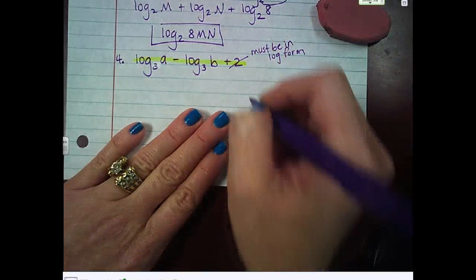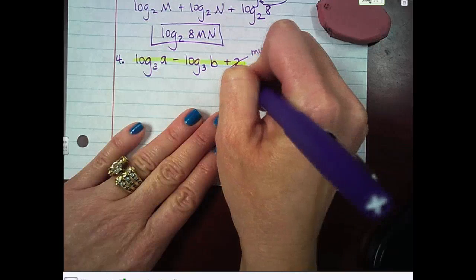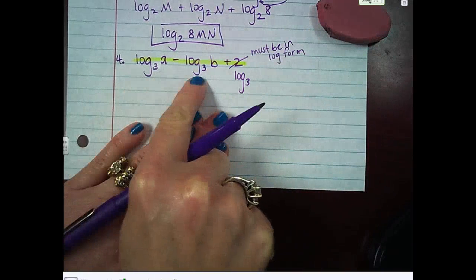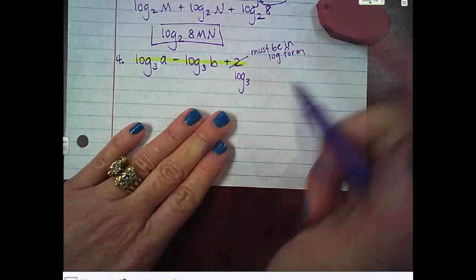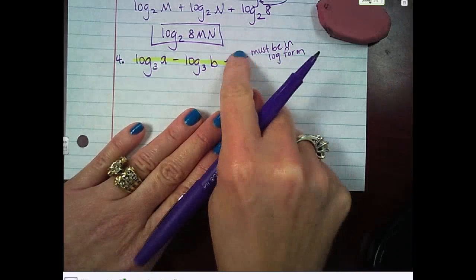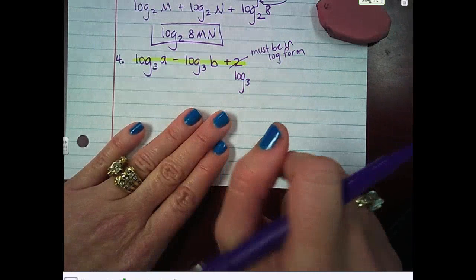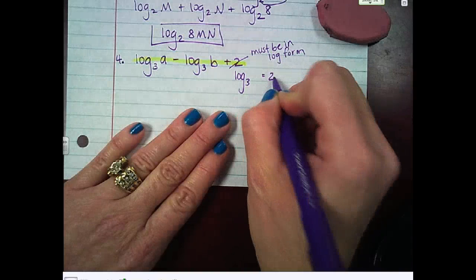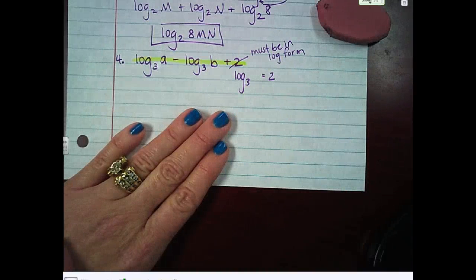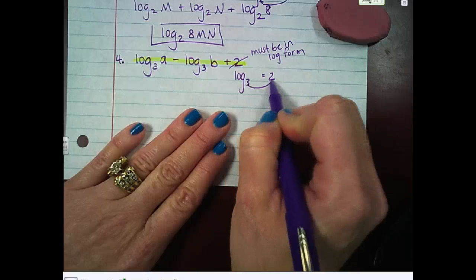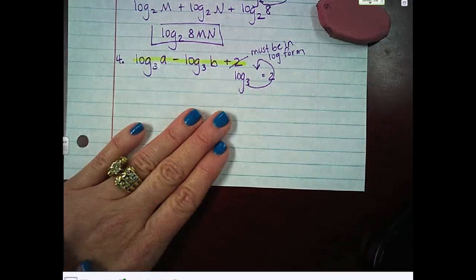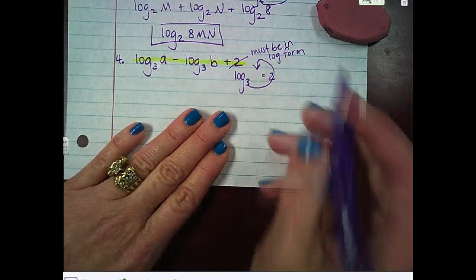So I'm going to write log base 3. This is log base 3 and this is log base 3. And what does it have to equal? Whatever I place here has to equal what value? It has to equal 2, correct? So if I do circle math, what number am I going to put right there in that spot? 3 squared is 9.